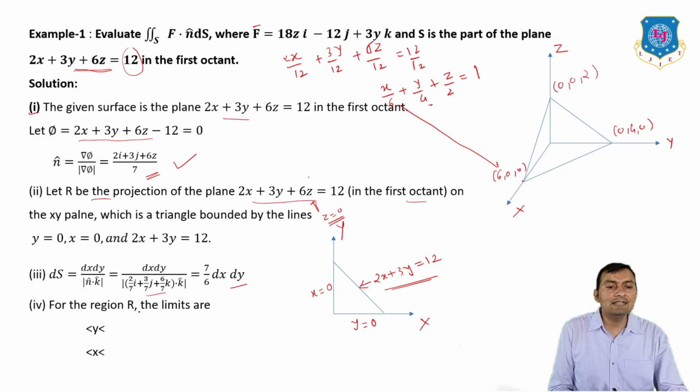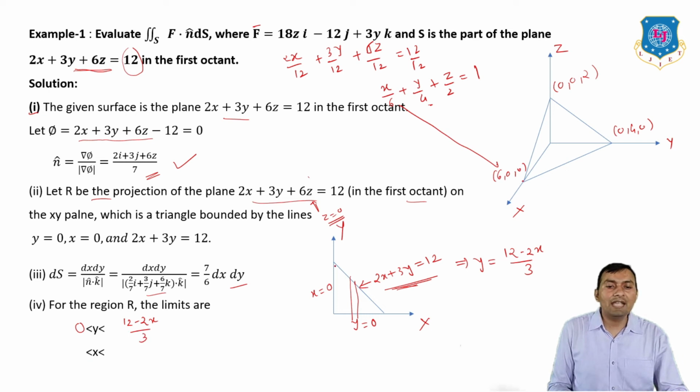Now let us find the limits. Here we want the first limit for y, which means we are taking a strip parallel to the y axis. So the bottom is y equal to 0 and the top, making y the subject from this, will be 12 minus 2x divided by 3. So y goes from 0 to 12 minus 2x divided by 3, and the limit for x will be 1.